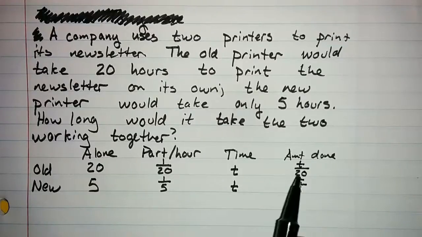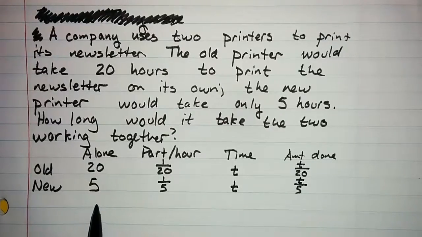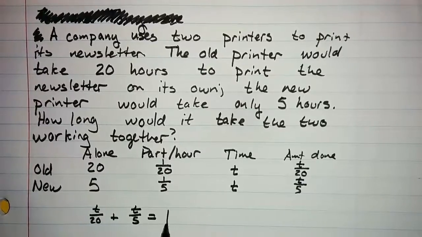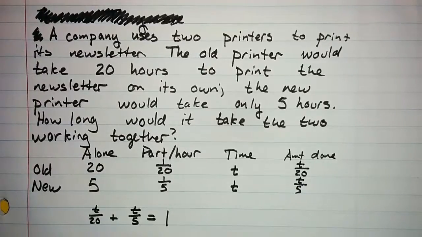The part that the old printer does, T/20ths, plus the part that the new printer does, T/5ths. Between them, they print the whole newsletter.